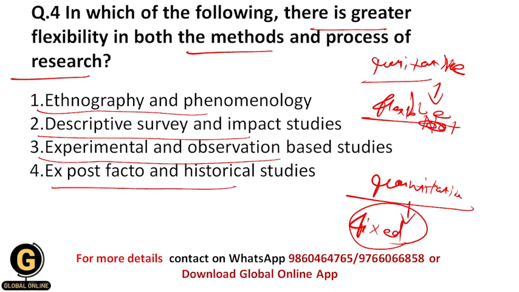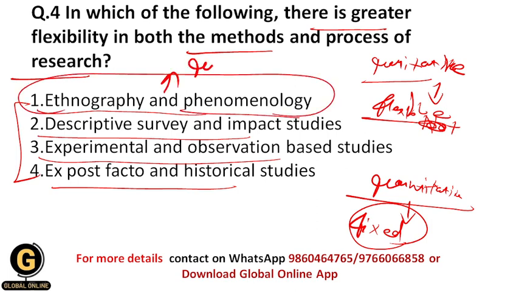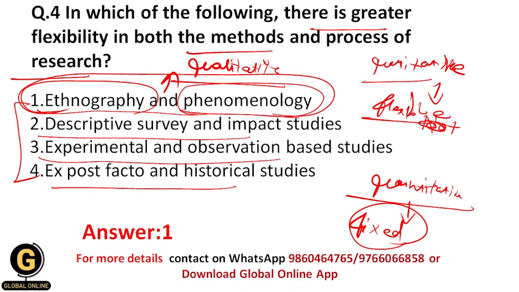And according to different types of research methods, from these options only ethnography and phenomenology are qualitative research methods, because within ethnography we study the culture, and within phenomenology we study the behavior of a person in different environments, whatever environment they experience. That's why both of these are qualitative research methods, and they have more flexibility in terms of both the methods and process of research. And that's why the correct answer over here is 1.